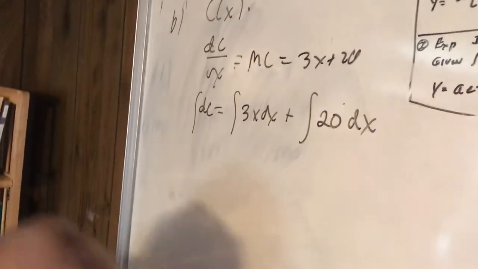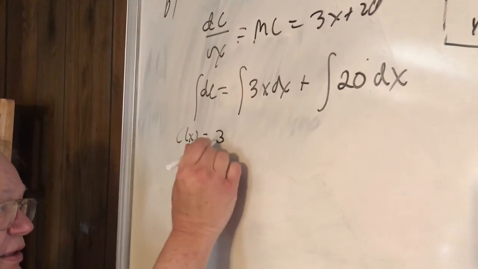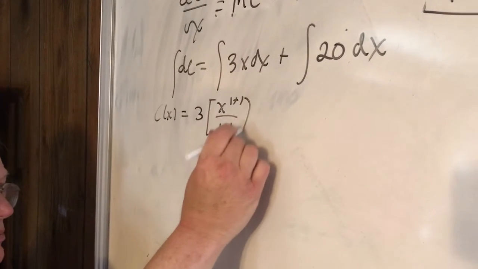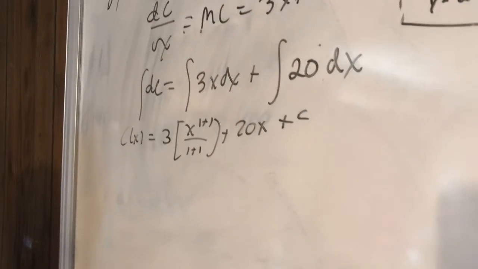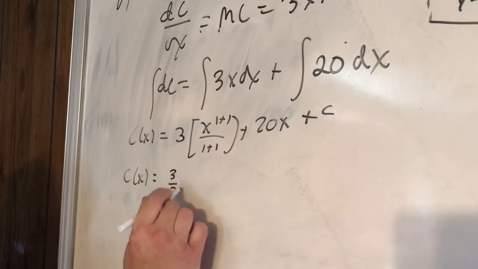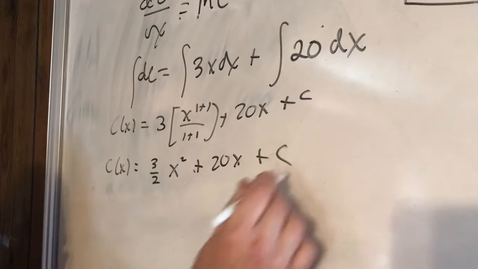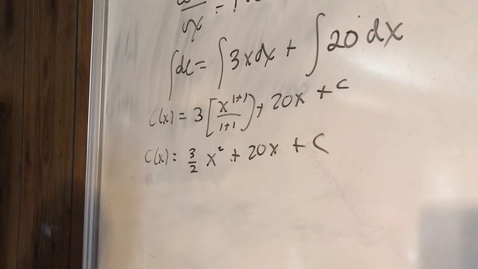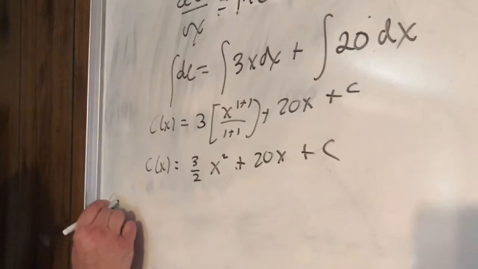Okay, so C(x) becomes 3x to the 1 plus 1, plus 20x plus c. Well, C(x) becomes 3 halves x squared plus 20x plus c. Now we want to find c for the cost. All right, so what is c?